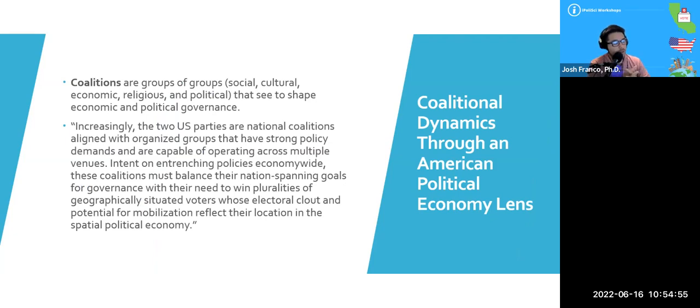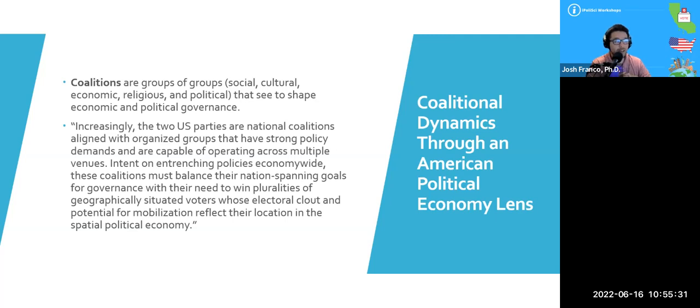Our fourth area is coalition. So these are groups of groups, social, cultural, economic, religious, and political, that seek to shape economic and political governance. So increasingly, the two US parties are national coalitions aligned with organized groups that have strong policy demands and are capable of operating across multiple venues. Intent on entrenching policies economy-wide, these coalitions must balance their nation-spanning goals for governance with their need to win pluralities of geographically situated voters whose electoral clout and potential for mobilization reflect their location in the spatial political economy.